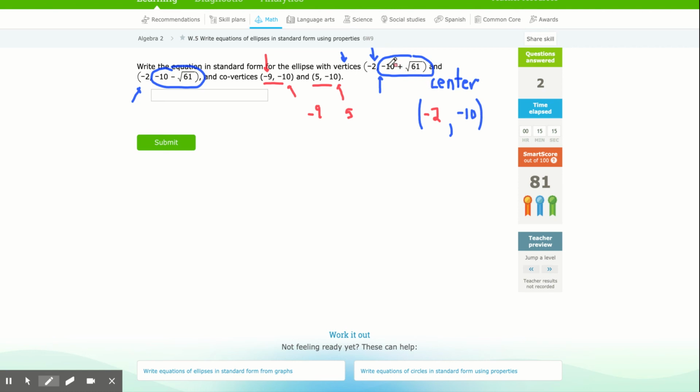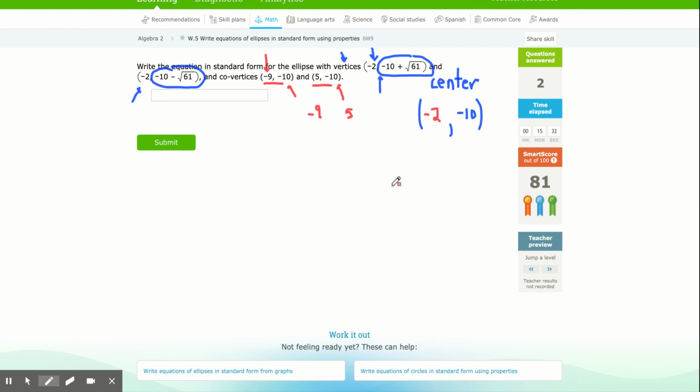And again, I should have added off to the side negative 10 plus the square root of 61 added to negative 10 minus the square root of 61. Well, the square roots of 61 cancel. Negative 10 and negative 10 is negative 20, divided by 2 is negative 10. I'm just finding the midpoint, averaging, adding up and dividing by 2.